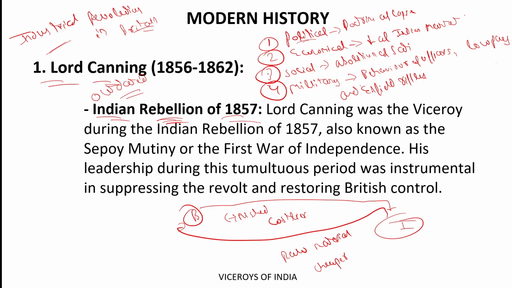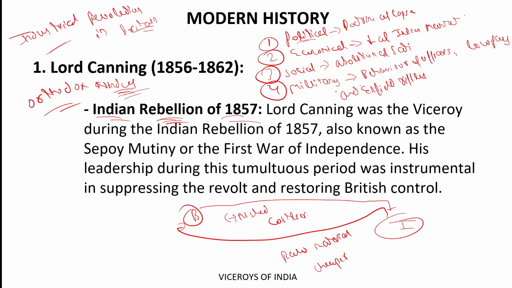Okay, the third was the social cause. Because of the abolition of Sati, the orthodox group of Hindus was not happy. They were not happy with the government decision to abolish the Sati Pratha, because they were assuming it as an attack on their religious identity. Got it? So they were against this fact.